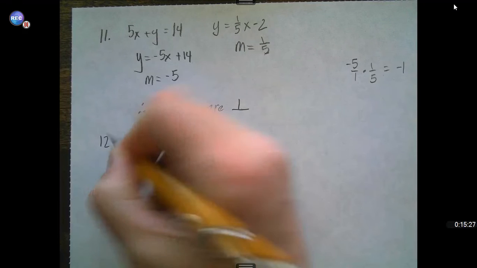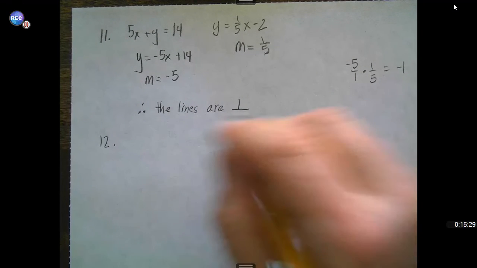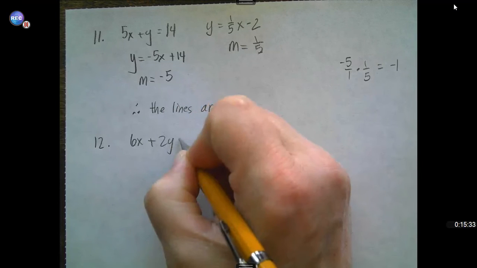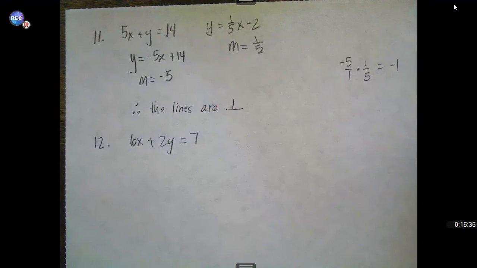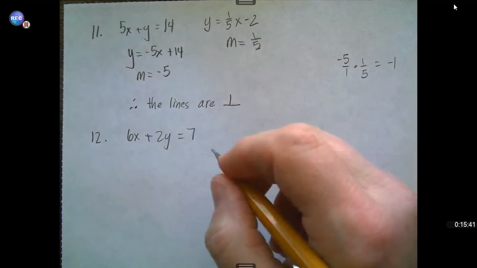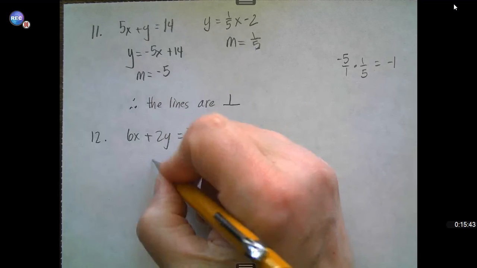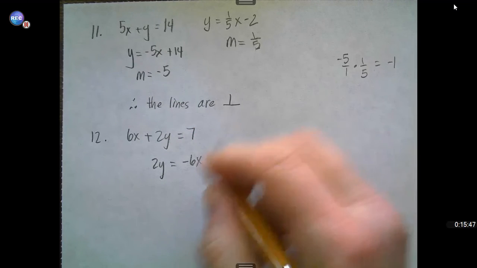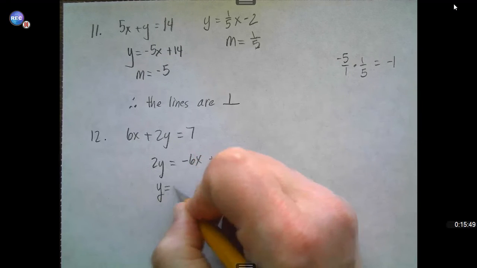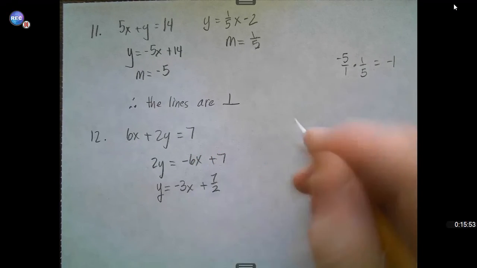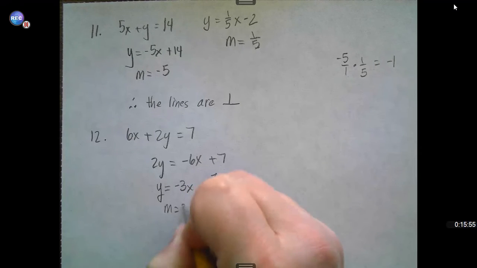Number 12, which lines are parallel to 6x plus 2y equals 7? So again, in order to determine that, I need to know the slope of this line. So I get it to slope-intercept form. I move the 6x to the other side, 2y equals -6x plus 7. And then I divide everything by 2, and I get y equals -3x plus 7/2. And my slope here is -3.